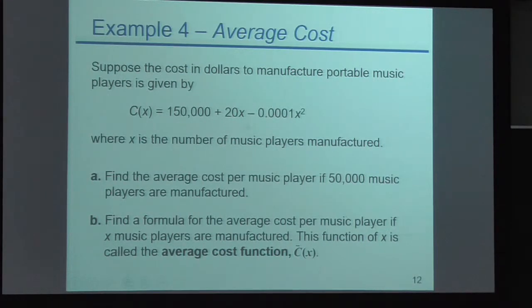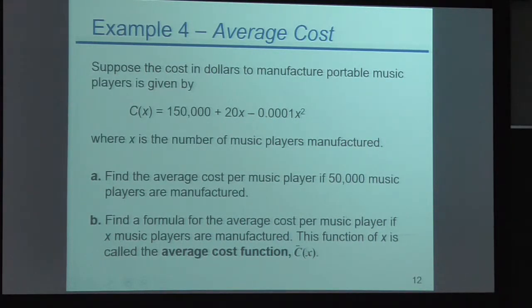So this is the total cost, right? So what's the average cost? Find the average cost per music player if 50,000 music players are manufactured. So what do you do? You put 50,000 into this, and then you divide by 50,000, right? Or generally, you just take this function and divide by x, that gives you the average cost function. Right? Okay? So find a formula for the average cost function.